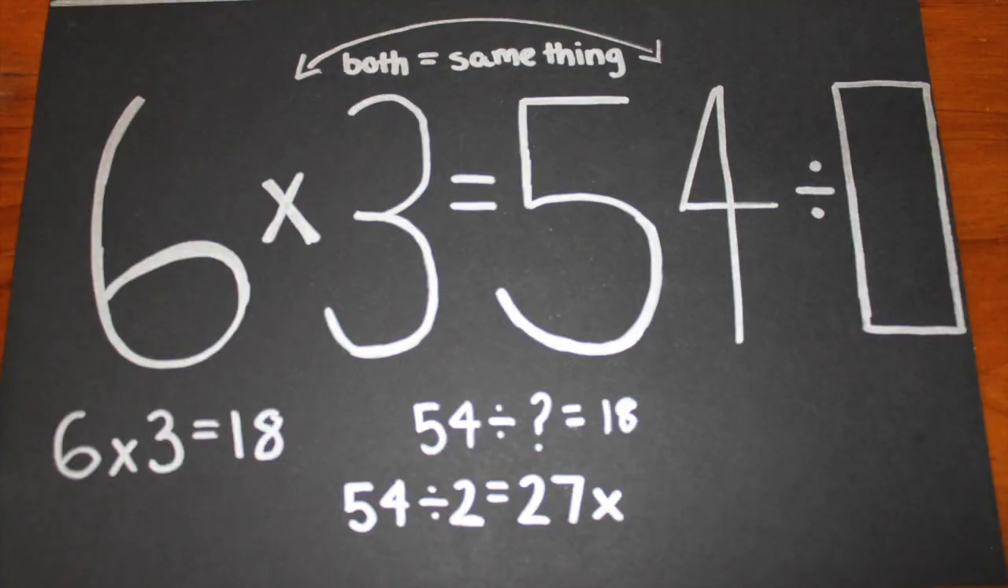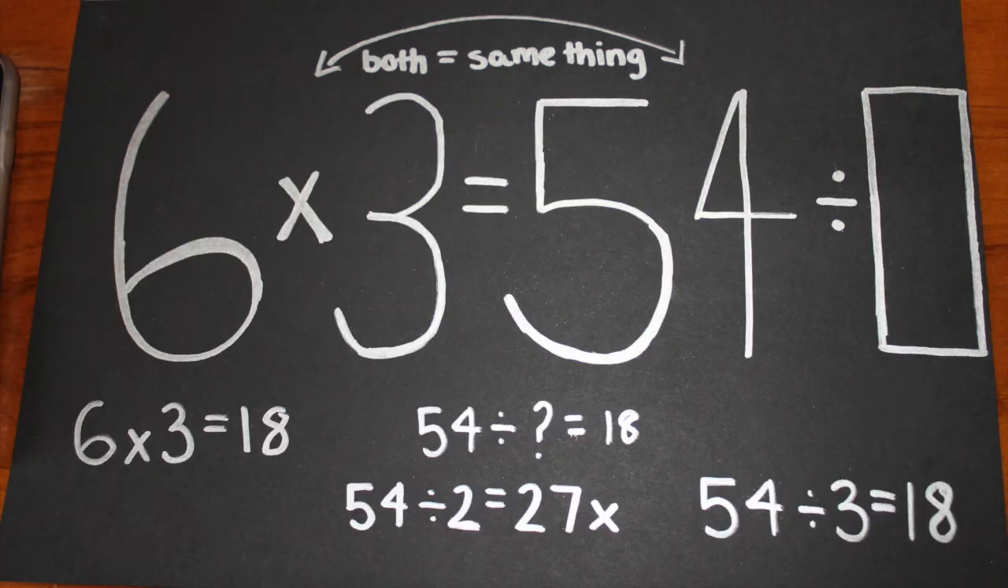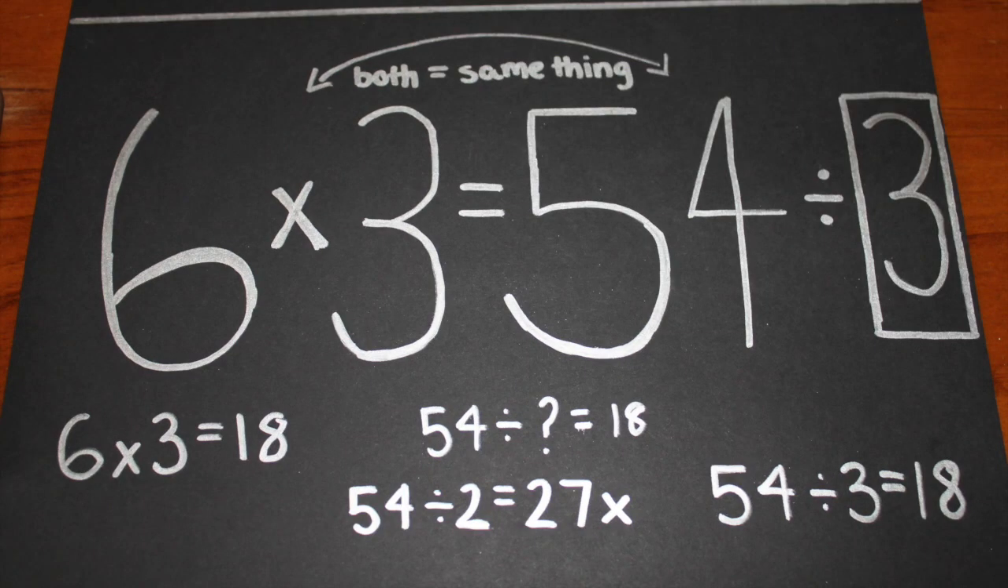Students can use a guess and check method to find the unknown quantity if they are not sure at first. 54 divided by 2 equals 27, which is incorrect. 54 divided by 3 equals 18, which is the answer we are looking for in that equation. So the unknown quantity, which balances both sides, is 3.